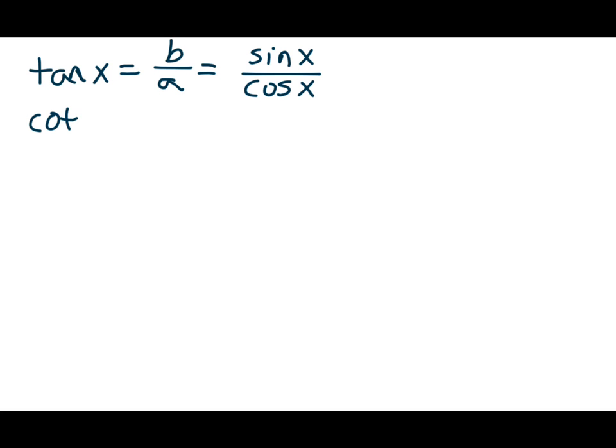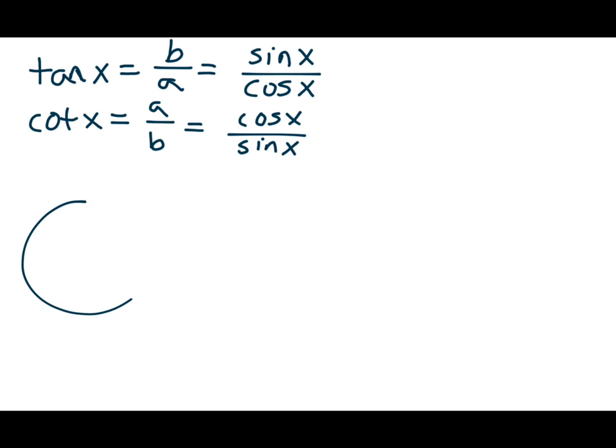Now let's look at tan x. Tan is equal to b over a, but b is sine and a is cosine. And similarly, cotangent is a over b, where a is cosine and b is sine. That's another identity that we have.